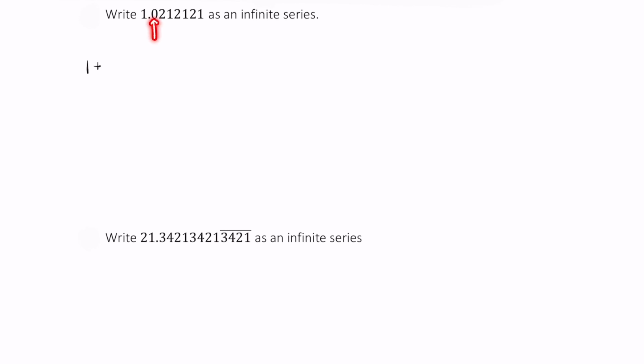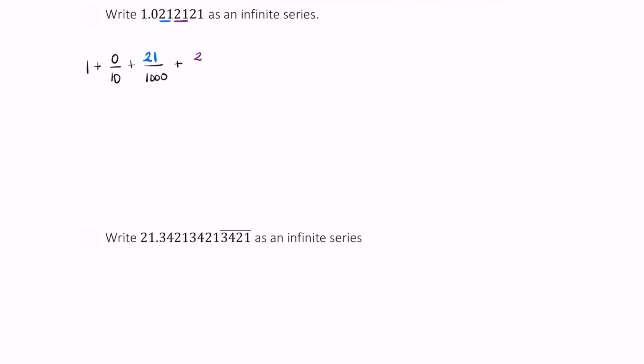So this is the tens place. And what do we have in our tens place? We have 0. This is 0 over 10. Now, what about this one? Here we have our hundredths place, but that's not where we finish repeating. We finish repeating here at the thousandths place. So this will be 21 divided by 1,000. And that takes care of this 21 right here.